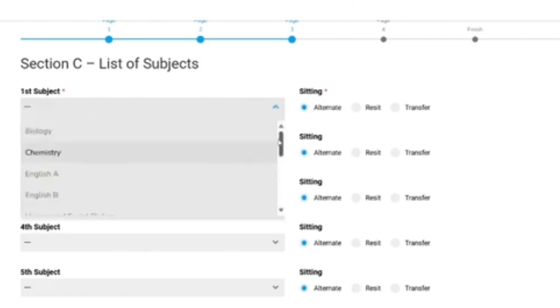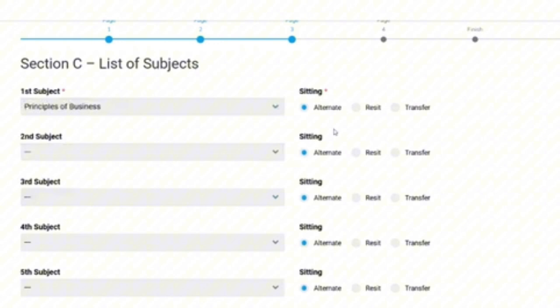So if you're going to rewrite, let's say Principles of Business, if you are a repeater who was not in school, you would have to do paper three, so you would go with alternate. If you wrote the exam this year in Form 5, you would select resit because you are going to use your SBA. Remember that, right? So alternate for anyone doing paper 3, resit for people who are reusing their SBAs. You have 2 years to do so. So make sure from the first year that you wrote in Form 5, you do it within a 2 year period.